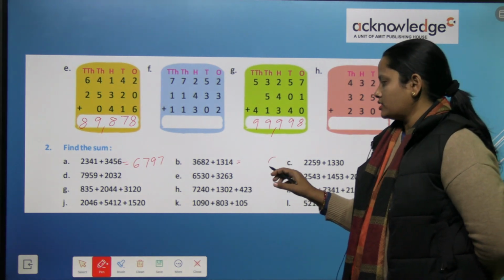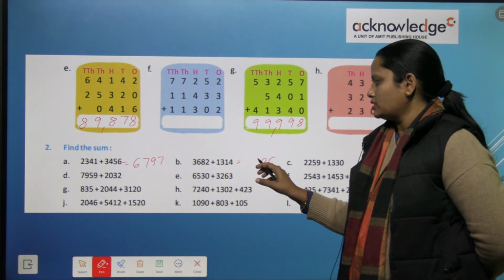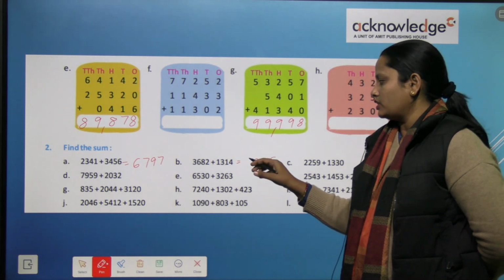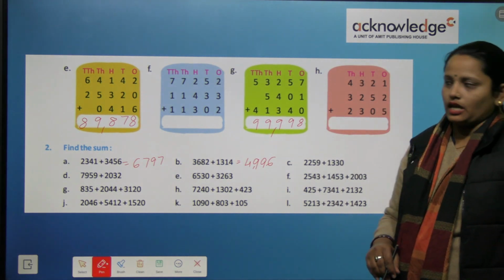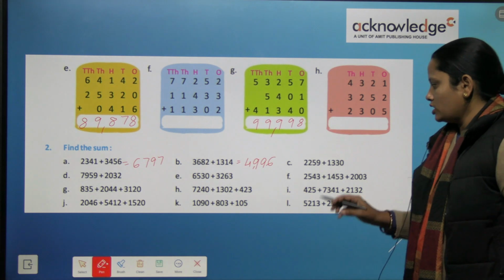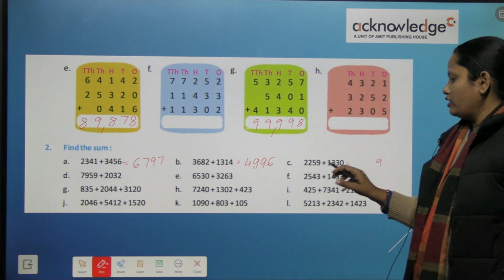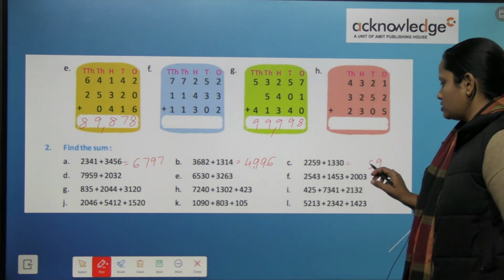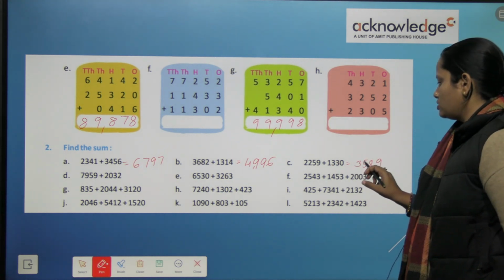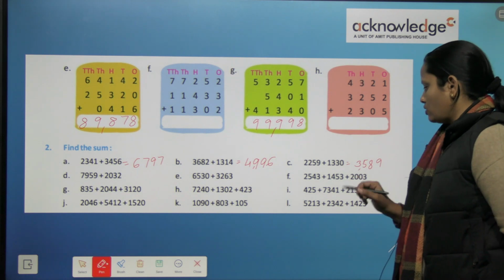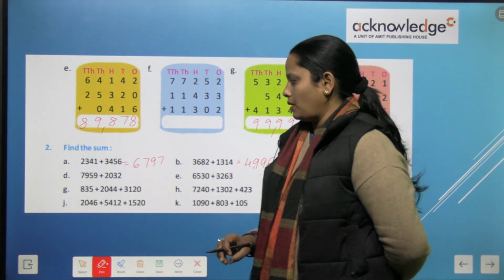So 4 plus 2 is 6, again 8 plus 1 is 9, 3 plus 6 is 9, and 3 plus 1 is 4. So the answer is 4,996. Let's do this one. 0 plus 9 is 9, 5 plus 3 is 8, 3 plus 2 is 5. And 2 plus 1 is 3. So the answer is 3,589.